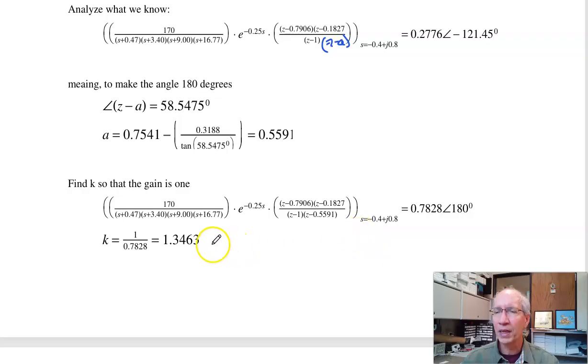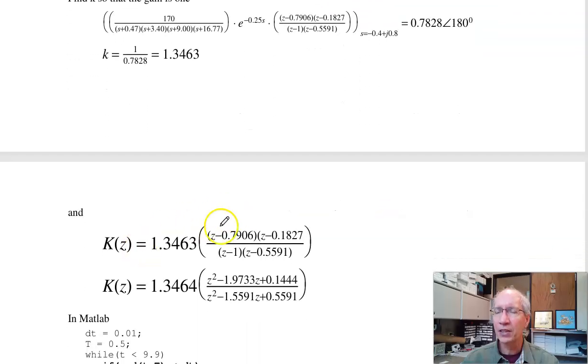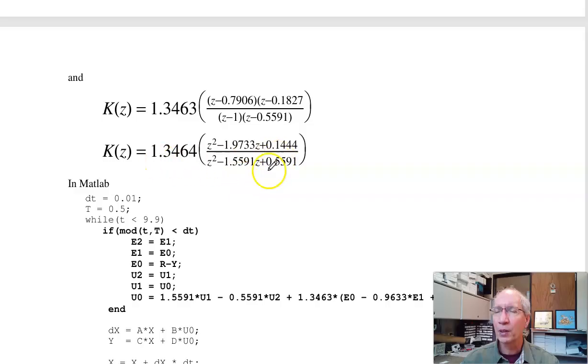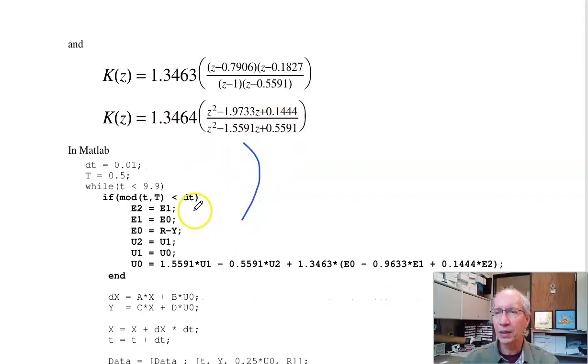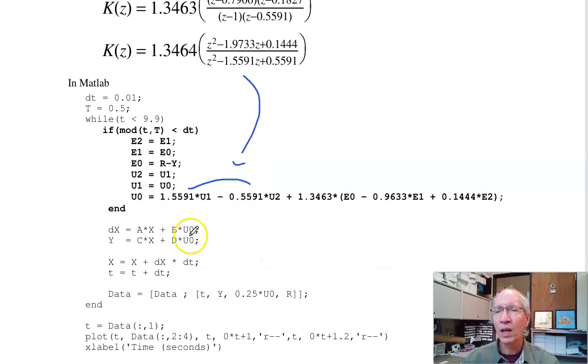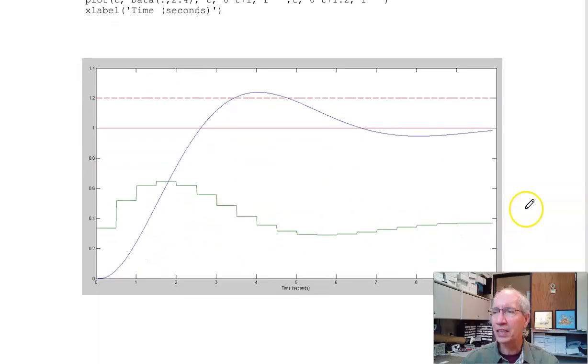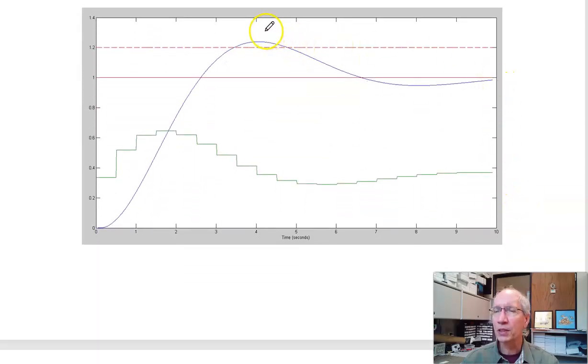Gain's wrong. Pick K to make the gain 1, so there's K. Here's K of z. Multiplied out, I can implement that in code. Remember the current input, one sample ago, two samples ago. Current error, one sample ago, two samples ago. The numerator polynomial goes right here. The denominator polynomial goes right here with a sign flip. Run that puppy, and I get a 10-second settling time, 20% overshoot-ish, in a discrete time system.